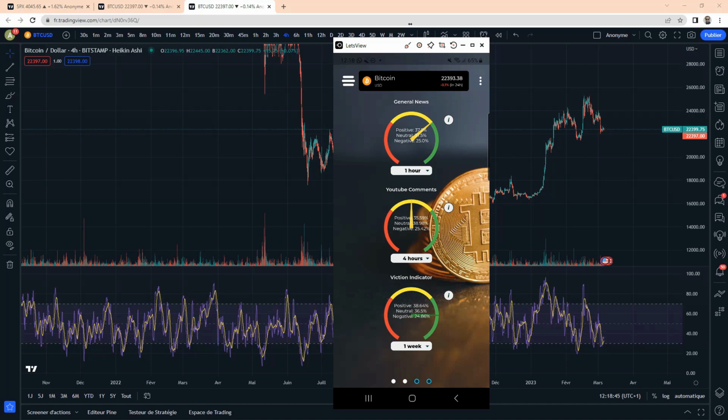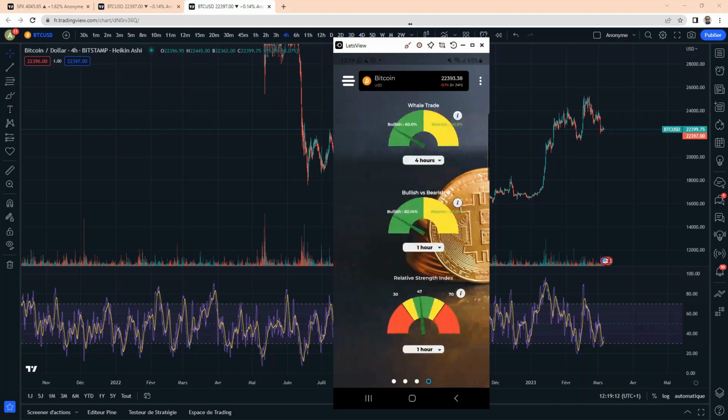As you can see, YouTube comments, same thing. We did the same thing for the YouTube comments, and then you have the Viction indicator, which is an average of all the sentiments that have been collected. And here, if you click on the small i next to the gauge, you will get comments on what it actually is.